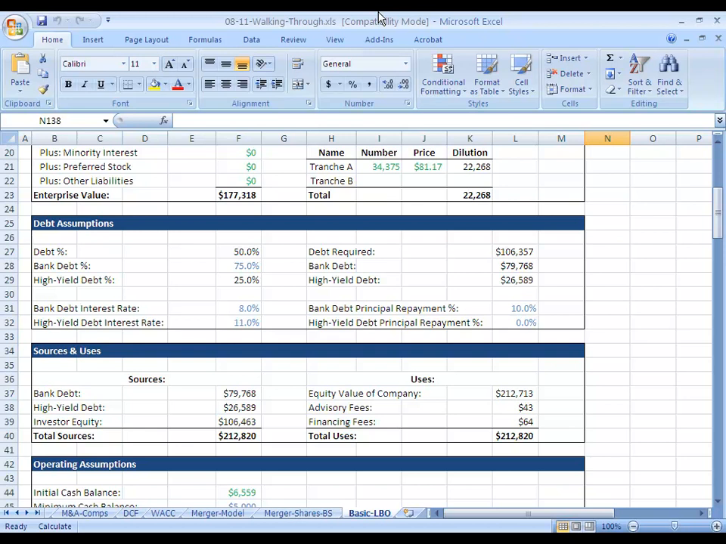Coming up in the next lesson, we're going to be looking at some other common interview questions on the topic of leveraged buyouts and LBO models, and you'll learn how to effectively answer those in investment banking and private equity interviews.